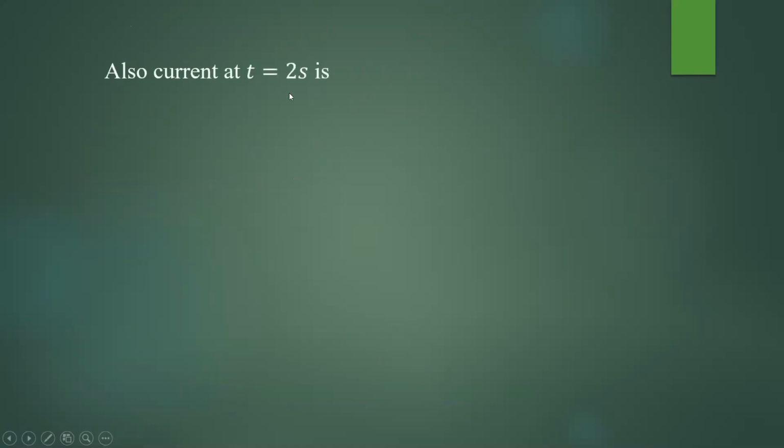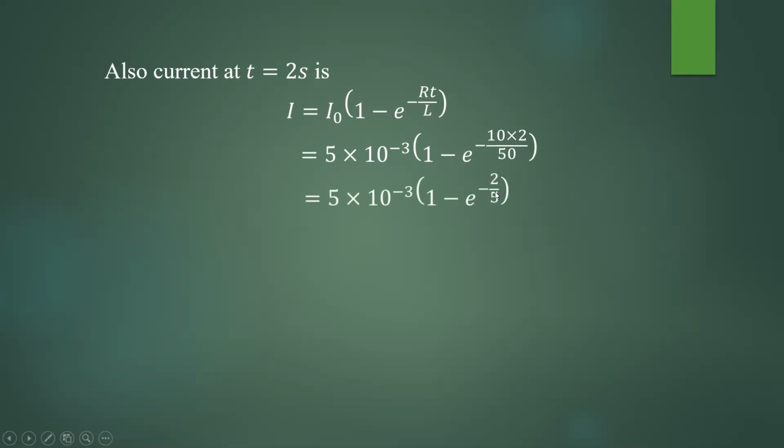Then the current at t is equal to 2 seconds is given by this expression. You have to find what is the current I at t is equal to 2 seconds. I naught is given. I naught is 5 milliampere. So you substitute I naught is equal to 5 into 10 to the power minus 3, milli means 10 to the power minus 3, into 1 minus e to the power minus 10 into 2. 10 is resistance, 10 ohm. 2 is the time t, divided by L, which is 50 Henry. So 10 into 2 is 20. 20 by 50 is 2 by 5. So it is minus 2 by 5.